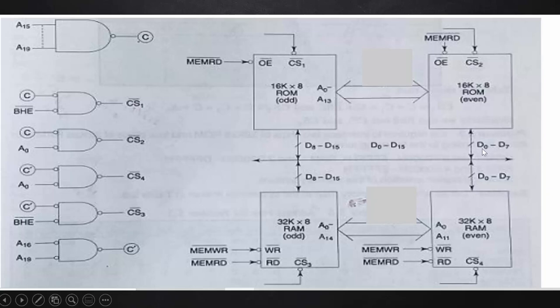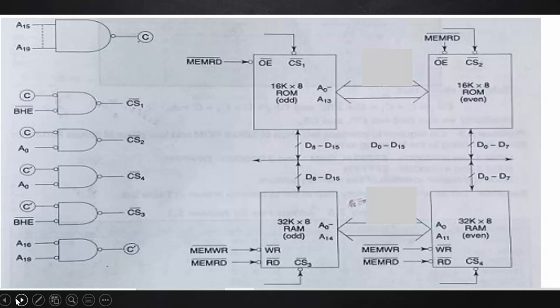The odd bank contains the higher byte of a word and the even bank contains the lower byte of a 16-bit word. That is why D0 to D7 is marked pointing to the even bank and D8 to D15 is pointing to the odd bank, here and here also. In total, D0 to D15, 16 bits, can be accessed by the 8086 processor.